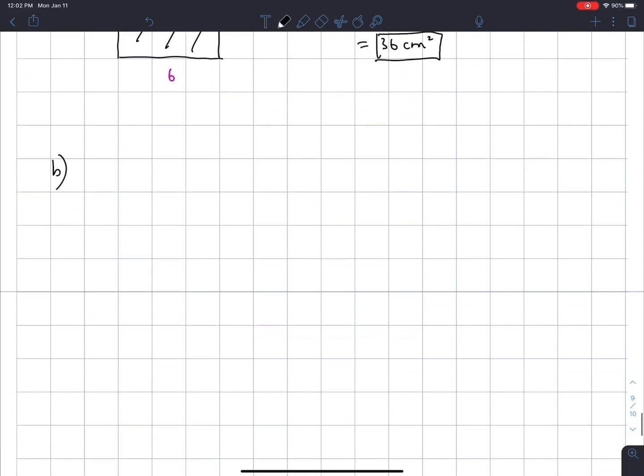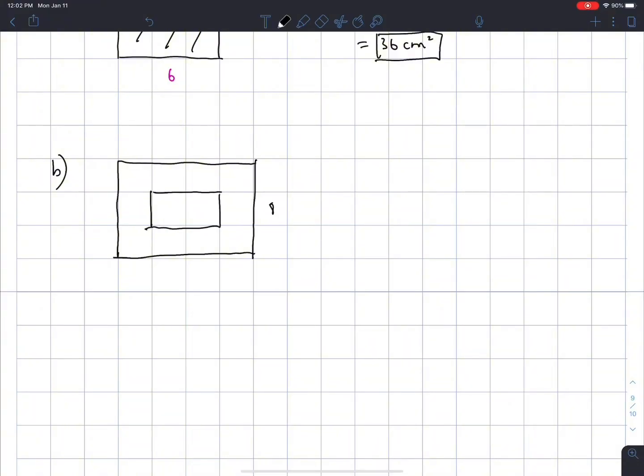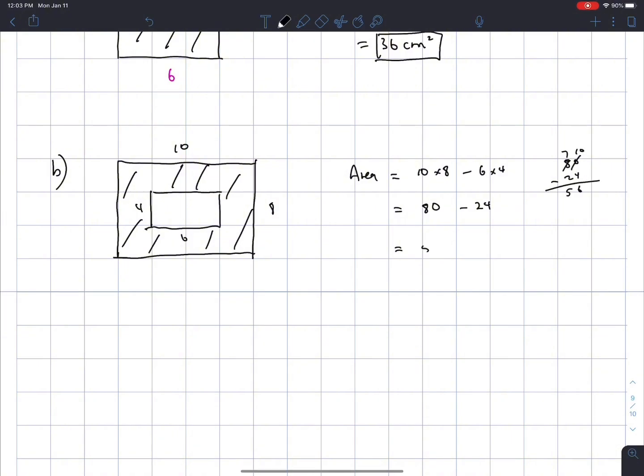9b. Same idea, the area will just be the bigger one, subtract the smaller one. We're trying to find the area of this shaded region. So 10 times 8 is the bigger one, minus 6 times 4 is the smaller one. 10 times 8 is 80, 6 times 4 is 24. 80 minus 24. So 10 minus 4 is 6. We borrow 1. 7 minus 2 is 5. We get 56 centimeters square.